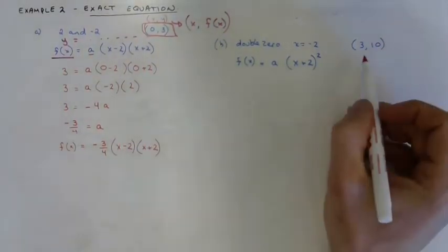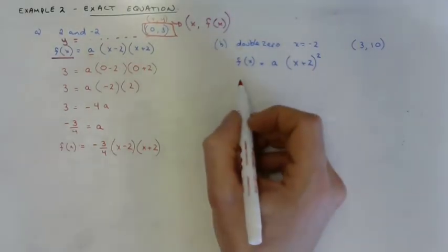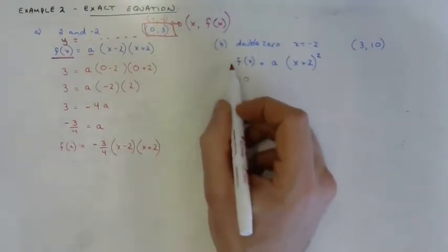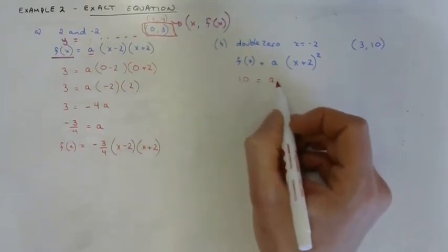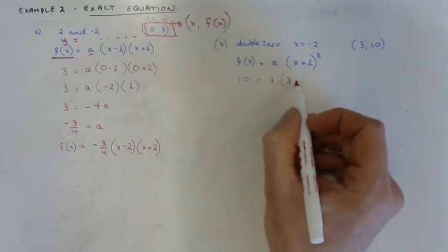And we know that the point (3, 10) does what? You sub it in. It satisfies the equation. So put the 10 in for y, and 3 gets subbed in everywhere we see x.